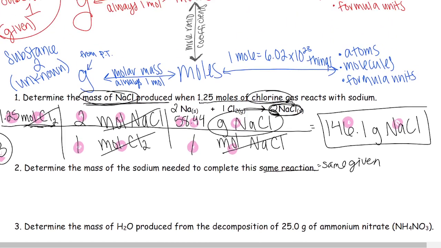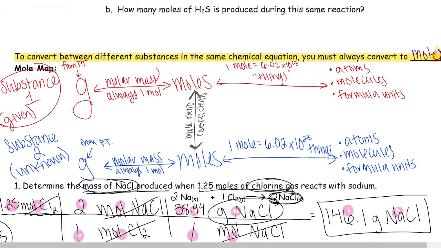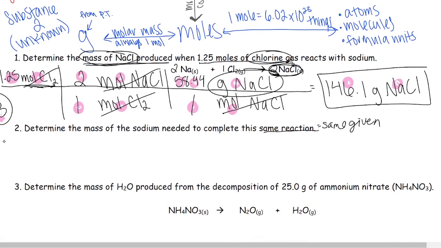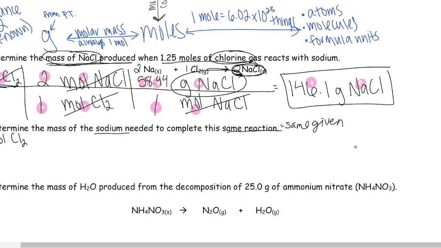So if I'm using my same given, the given information that I had up here was 1.25 moles of chlorine gas, so I'm going to use that again: 1.25 moles of Cl2. And now, instead of looking for the mass of sodium chloride, I'm just looking for the mass of sodium. So this is going to be something grams of sodium.